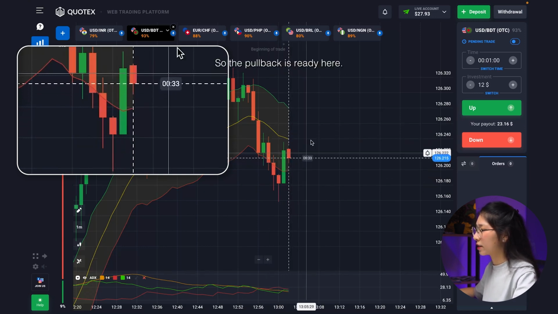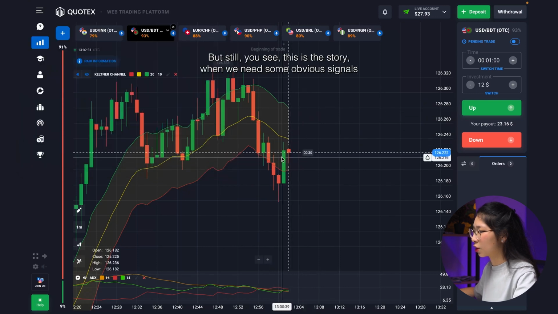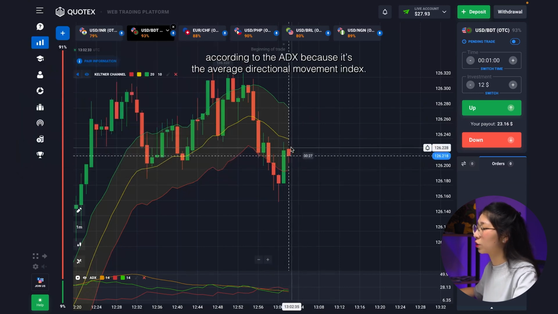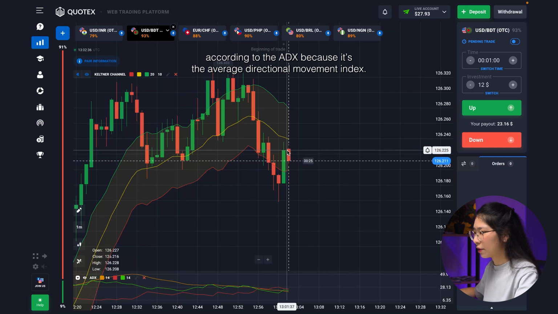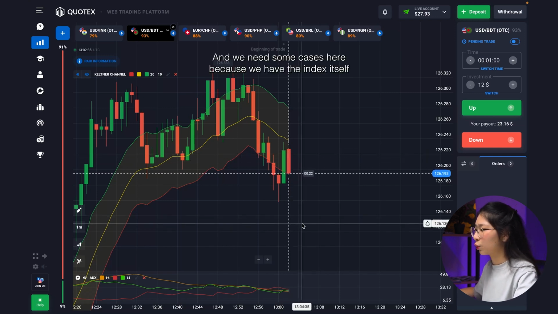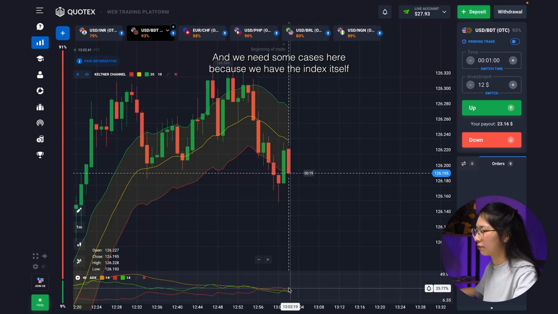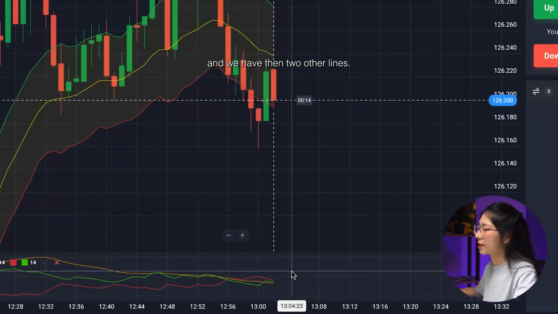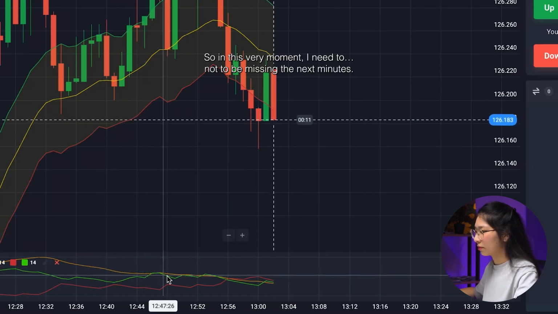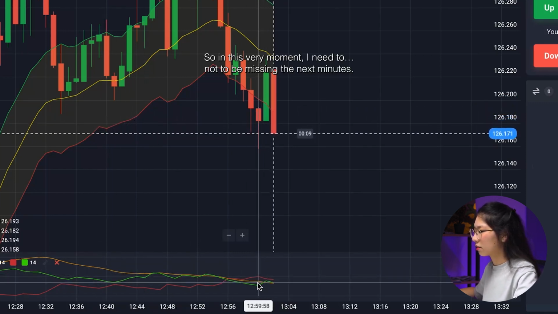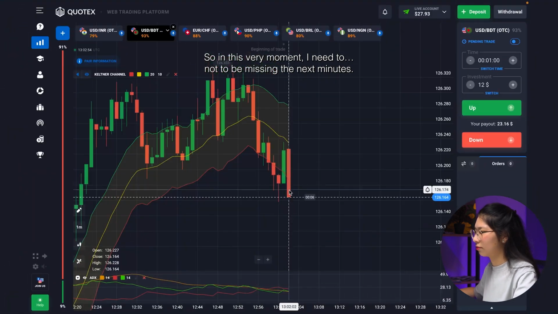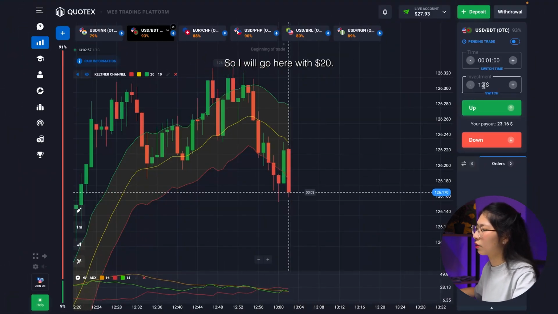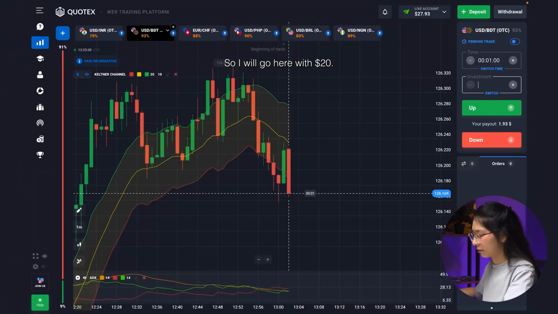So the pullback is already here, but still we need some obvious signals according to the ADX, because it's the average directional movement index, and we have the index itself and then two other lines. So in this very moment I need to not miss the next minutes. I will go here with $20.